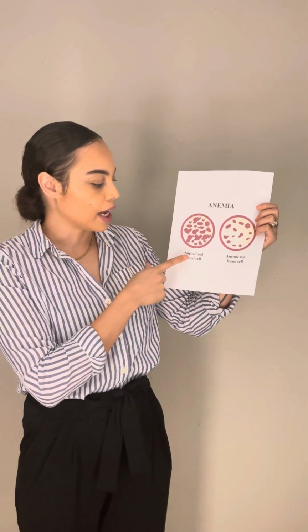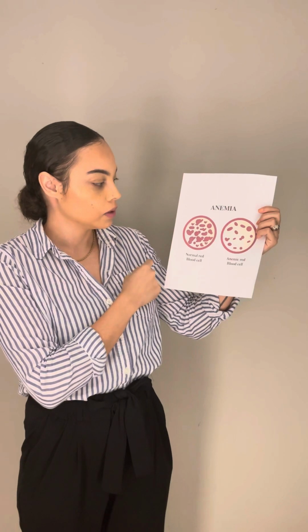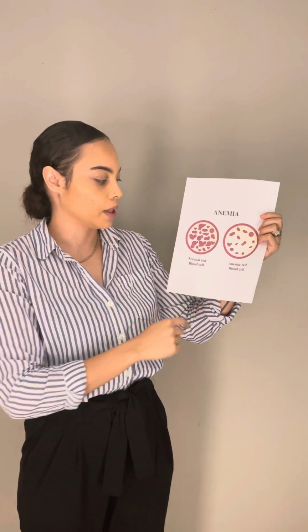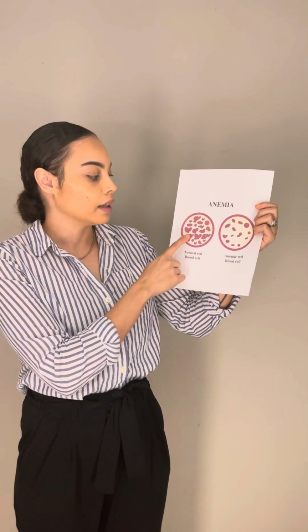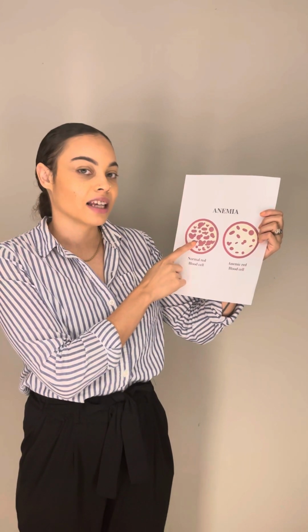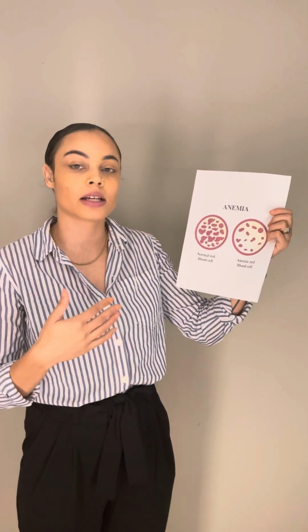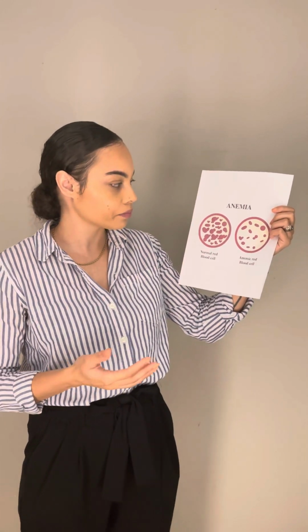On the left side, we have normal red blood cells. The normal red blood cells are twice as many as the anemic red blood cells. They're more oxygenated and thicker in size. The anemic red blood cells, there's fewer and they're thinner because they lack hemoglobin and they lack oxygen.